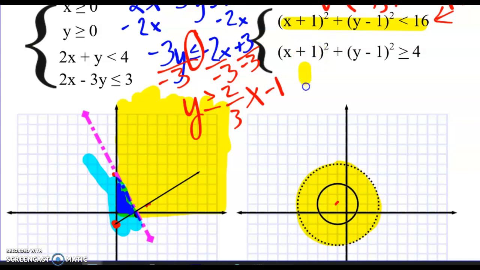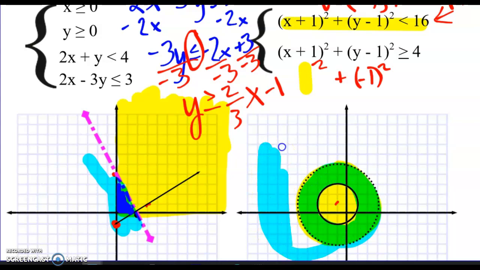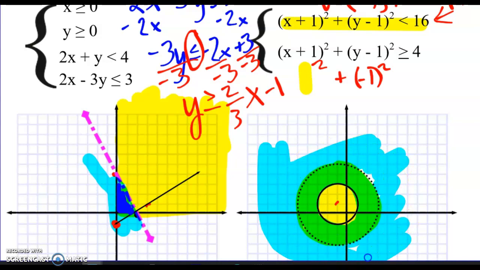So 0 plus 1 is 1, squared, and 0 minus 1 is negative 1, squared. Well, that gives me 2, which is not greater than 4. So I was right. Then I'm going to color outside. And really what's happening is that's all the way outside of here and so on. But what I care about is where the things overlap. So that is my green. There we go. Fun times.